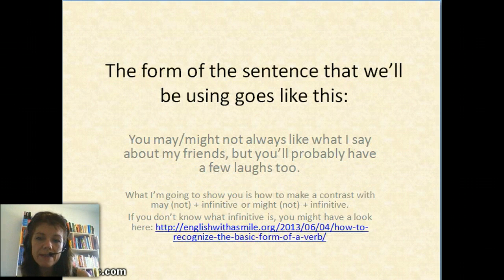The form of the sentence that we'll be using goes like this. You may or might not always like what I say about my friends, but you probably have a few laughs too. What I'm going to show you is how to make a contrast with may or may not and the infinitive, or might not and the infinitive. If you don't know what the infinitive is, you might have a look here at the link that I put here.